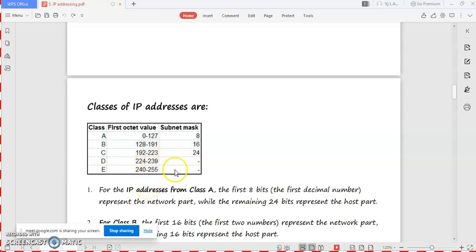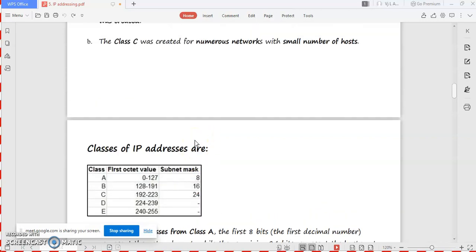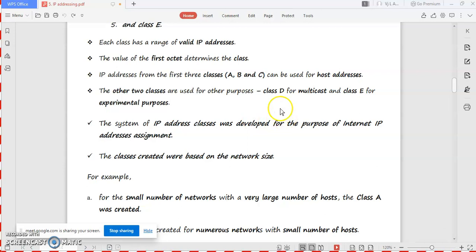But they have no subnet mask. That's the reason why the first three can be used for host addresses. The two other classes are used for other purposes: Class D for multicasting and Class E for experimental purposes.